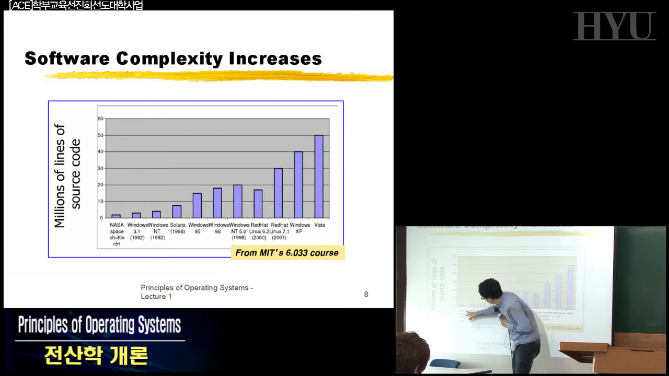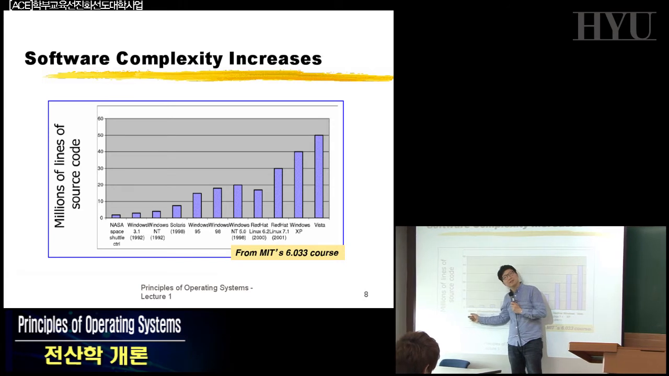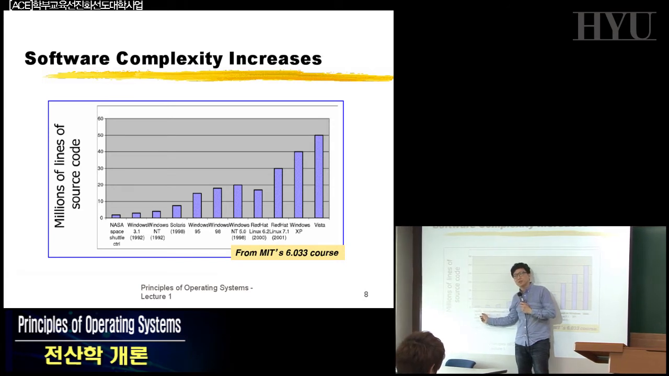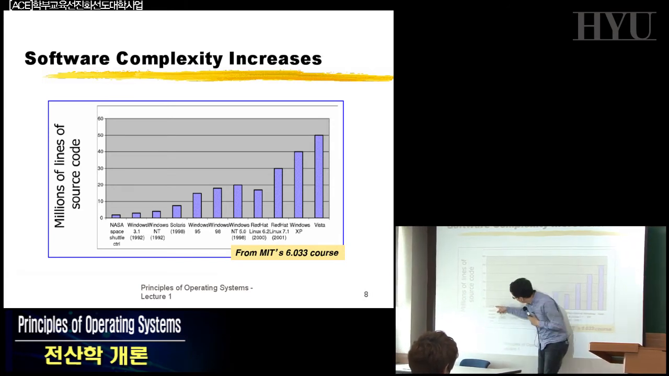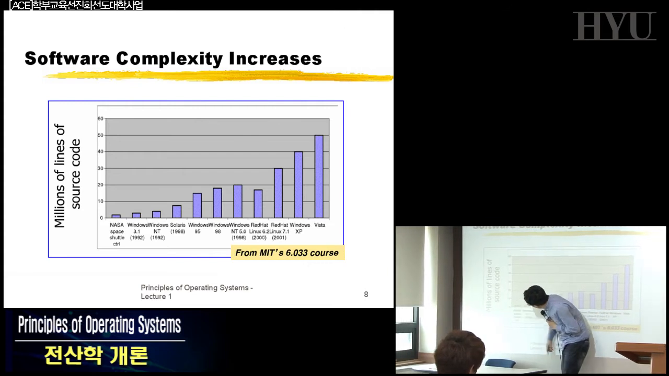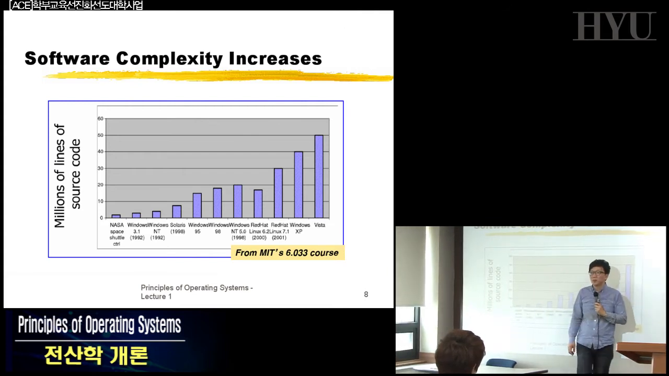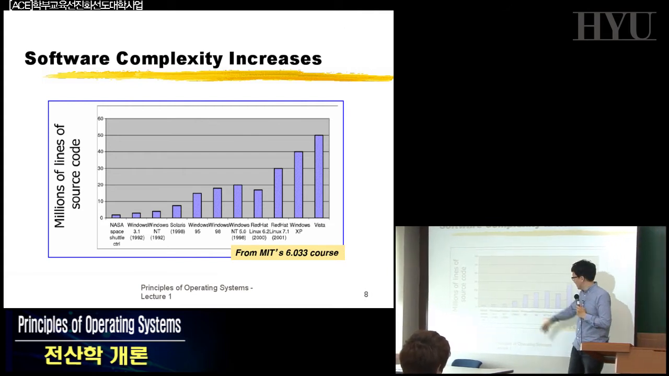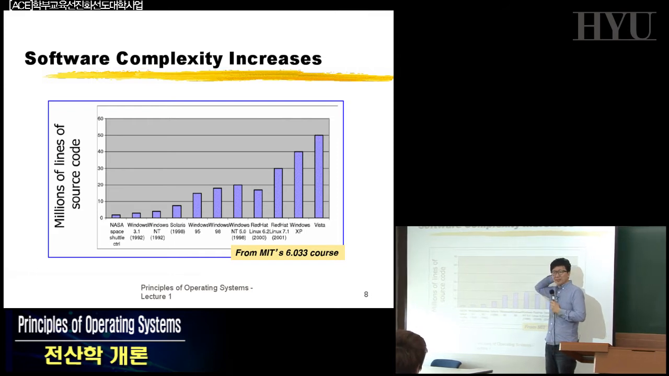So the first thing was what? NASA space shuttle control. The operating system they wanted to build for NASA's space shuttles was, I guess, above 1 million lines of code. 1 million lines of code, which is the 80s, 그죠? 저 정도면 80s, 1980s.